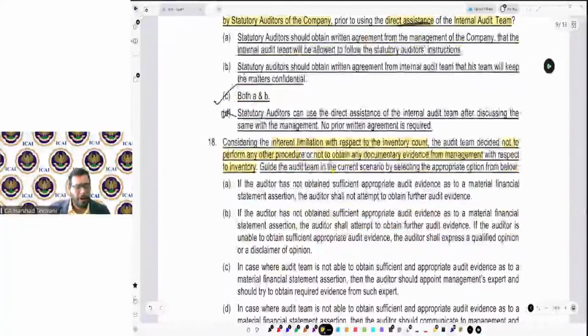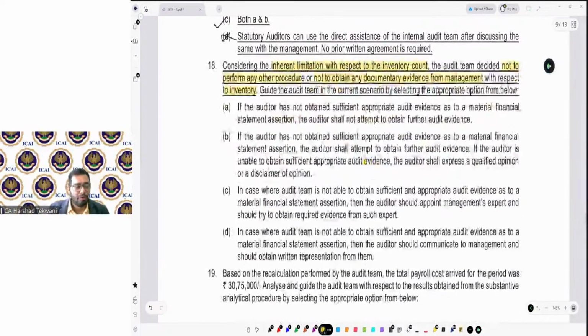Now, here what is asked: kindly guide the audit team in the current scenario by selecting the appropriate option from below, with respect to the inherent limitation to the inventory count, and as they decided not to perform any procedures or not to obtain any documentary evidence. Now let's see what the options are.